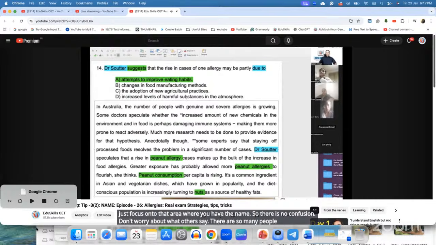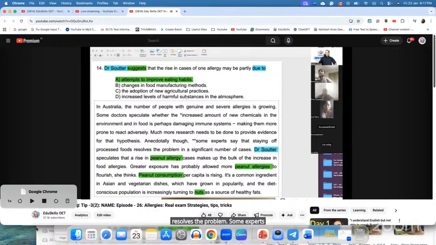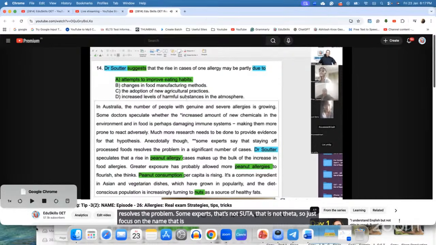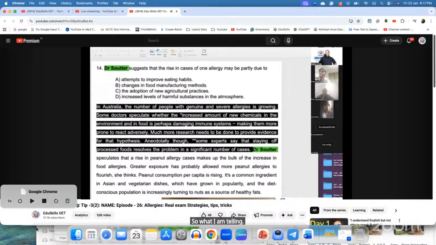Some experts say that staying off processed foods resolves the problem. Some experts, that's not Suter. That is not Suter. So just focus on the name. That is the best solution for you. So what I am telling, whatever is highlighted in black here, you need not read in detail those things. If at all you have to skim through, you have to skim through.